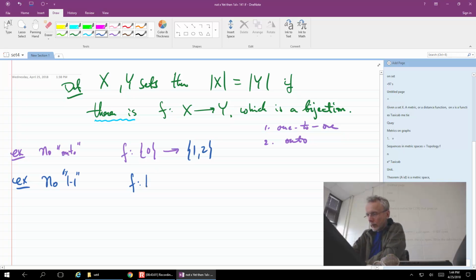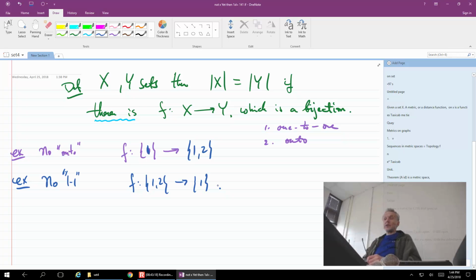Well, you can go backwards. It's obvious what the function is: 1 goes to 1 and 2 goes to 1. The function is onto, but it's not one-to-one. And once again, such a function cannot serve as a comparison between the sets.